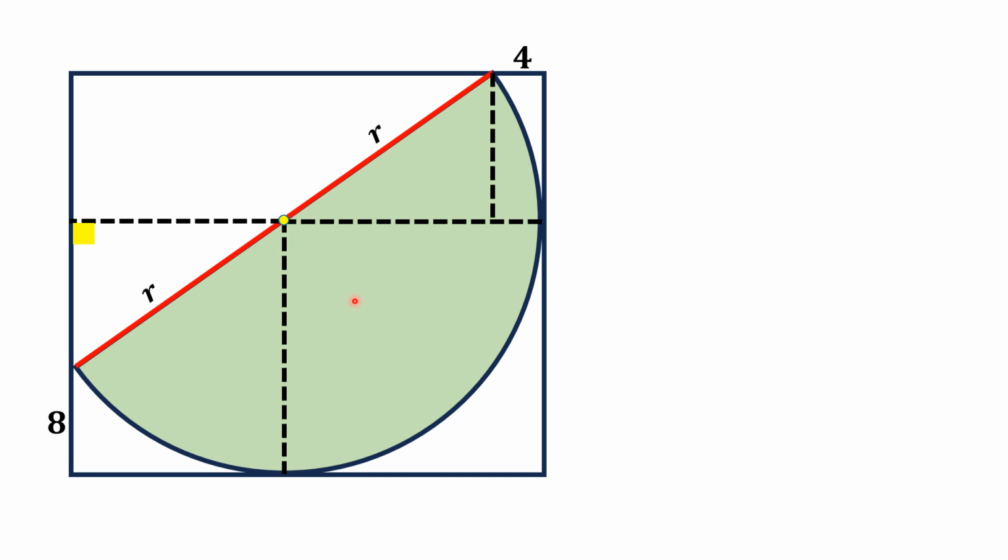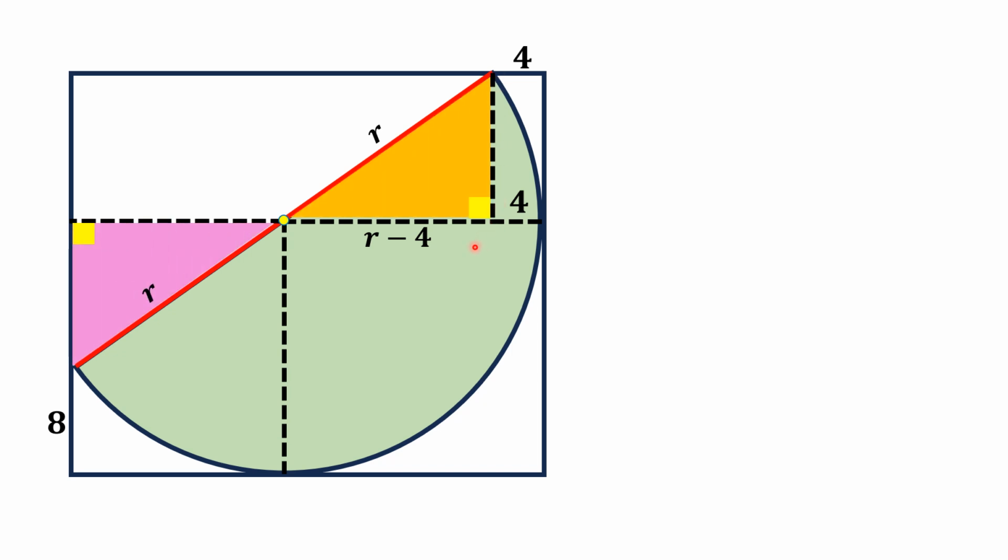Now we draw a perpendicular from this point through this radial line, and since this length is 4 units, this length is also 4 units, and this whole line is the radius of this semicircle. Therefore this portion of length is r minus 4. Now this angle is 90 degrees because we have drawn a perpendicular over here.